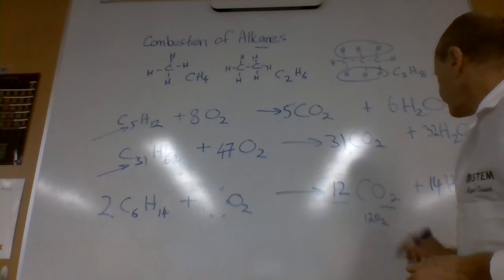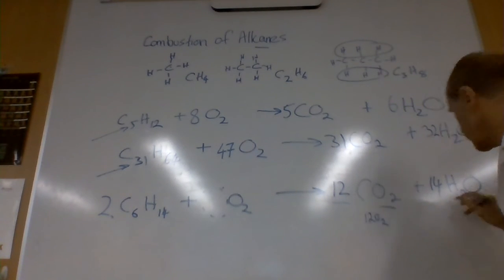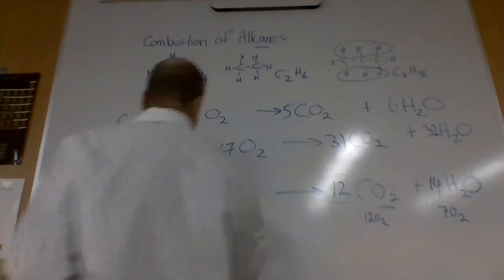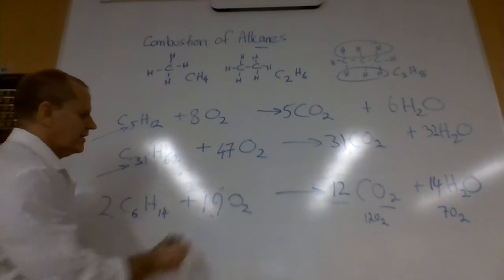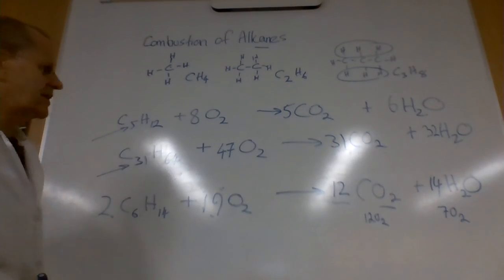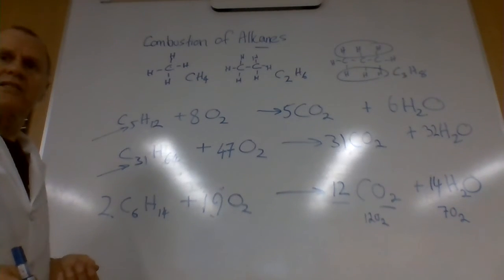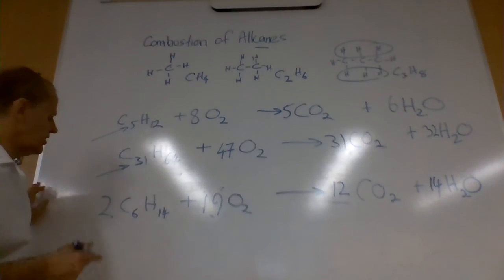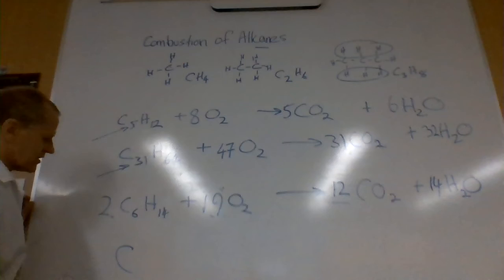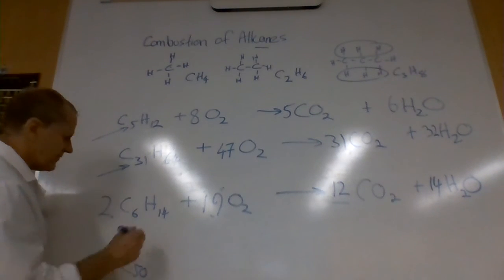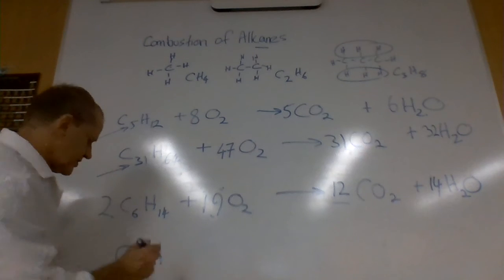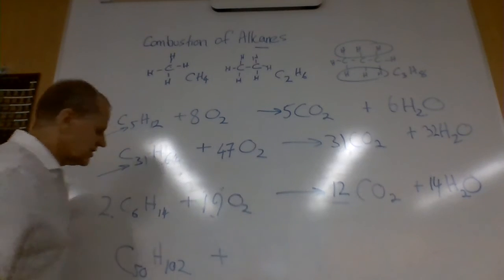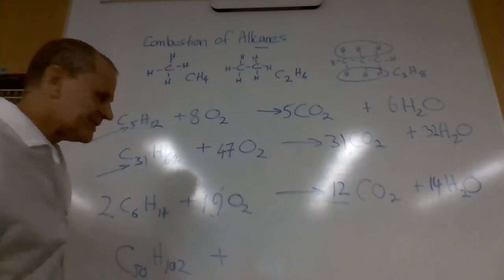12 O2 and 14 oxygens, that means 7 O2. 12 plus 7 is 19. Another rather unusual coefficient in a balanced equation. But there it is, it works. And if we want to go totally loco and work out some enormous and ridiculous substance, such as C50, H 50 times 2 plus 2, H102. What an insane sort of compound? But it does exist.